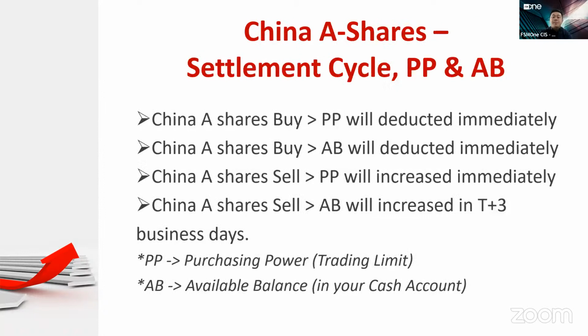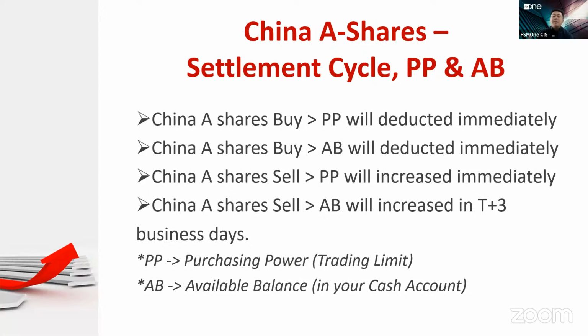So this is the China A-share settlement cycle, PP and AB. What is the meaning of PP? PP means purchasing power. In our platform, we use this term purchasing power, which means the trading limit that you can trade shares with in our platform. And AB is the available balance in your cash account. So what is the difference between PP and AB?